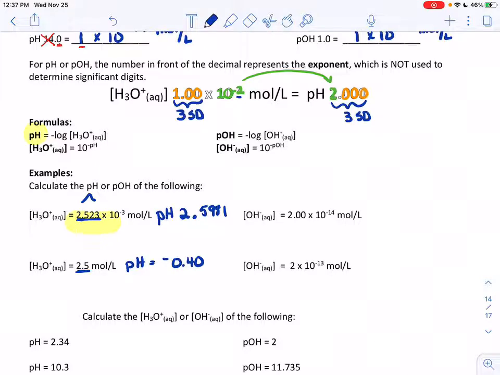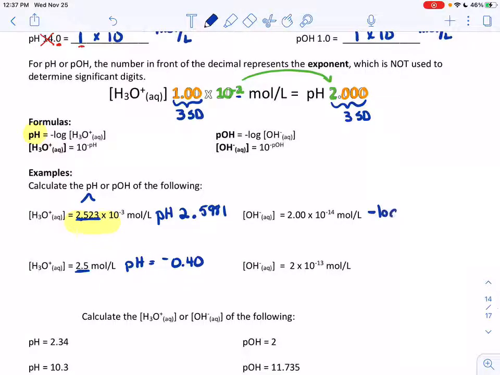Our next one, we're going to do the same thing, but of course with pOH. So again, negative log, and I'm going to type in that concentration, 2.0 times 10 to the minus 14. So I'm actually going to write the formula.